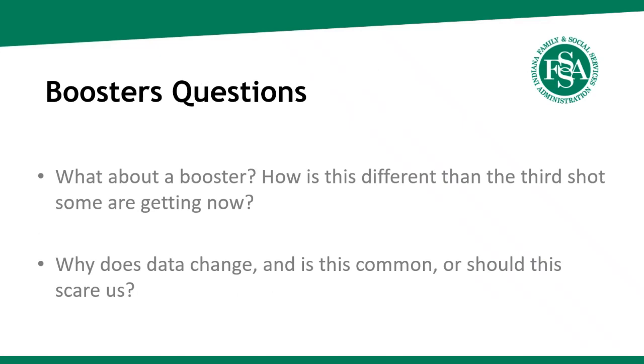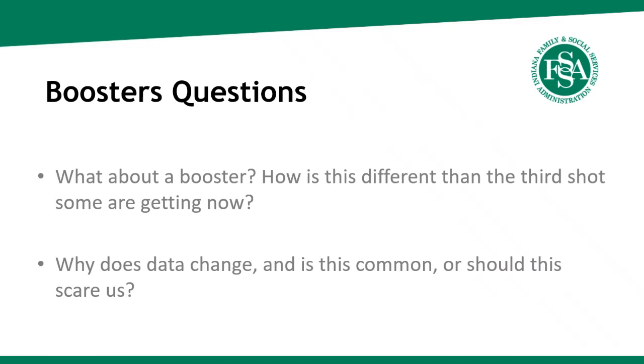So booster questions. What about the booster? How is that different than the third shot some are getting? And now it's really third shot or the booster. This has been difficult to message, I think, in general. The third shot was really for those people that didn't actually get enough of an immune response to 2 shots. So think of people with a weaker immune system for one reason or another, or a weaker immune response. So people maybe receiving cancer therapy, or people that are on certain types of medication that put a brake on their immune system. That's what the third shot was.